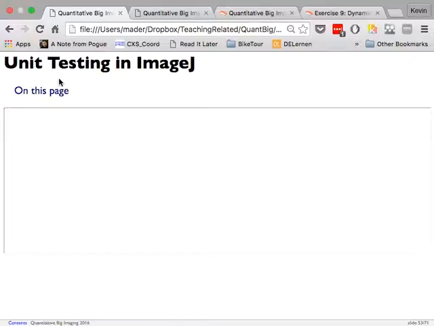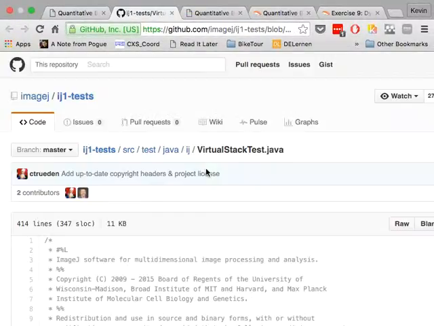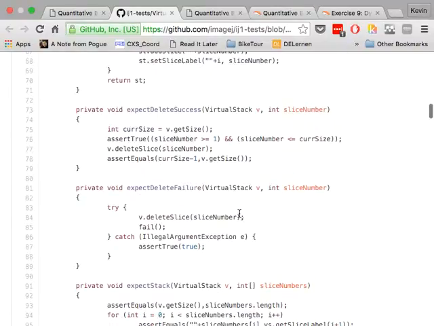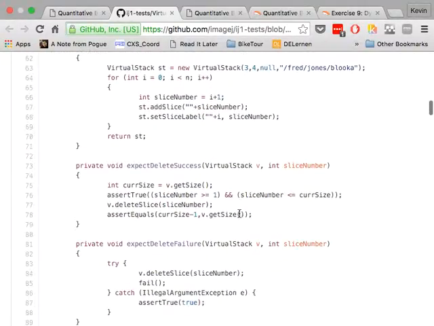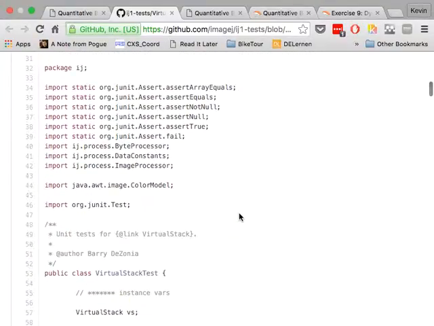So if you look at unit testing in ImageJ, hopefully this one loads, you can see some examples here from the actual ImageJ code base, because they have tests built into all of the functions that they've developed in here. And these tests are automatically run before a new version of ImageJ is released.